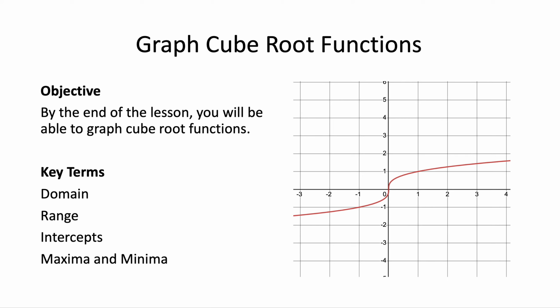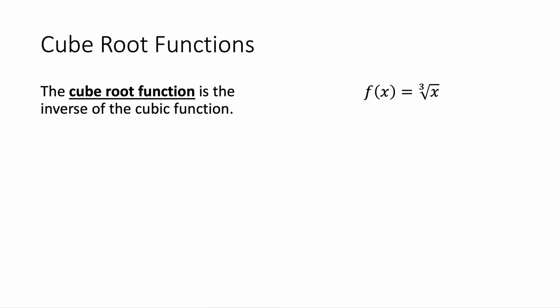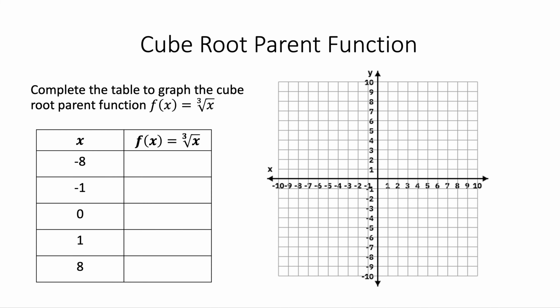We're going to talk about how to graph cube root functions. So the cube root function is the inverse of the cubic function. So let's complete the table to graph the cube root parent function f of x equals the cube root of x. So what we're going to do is plug in these x values and figure out the points we need to create this graph.